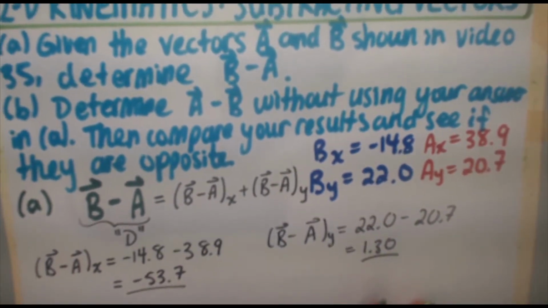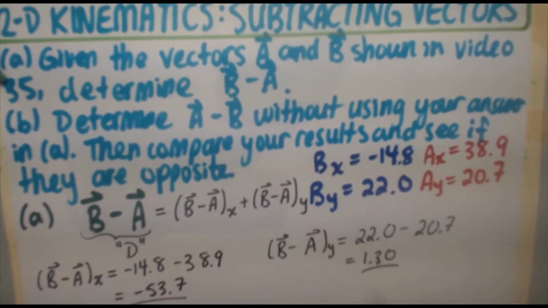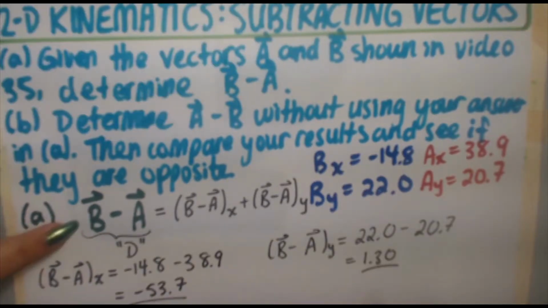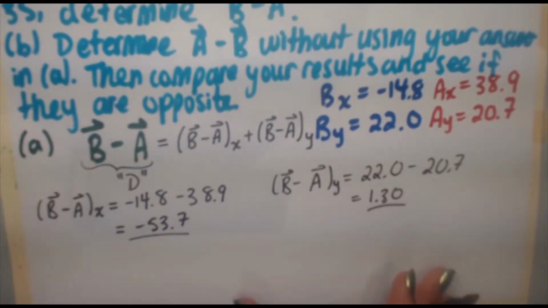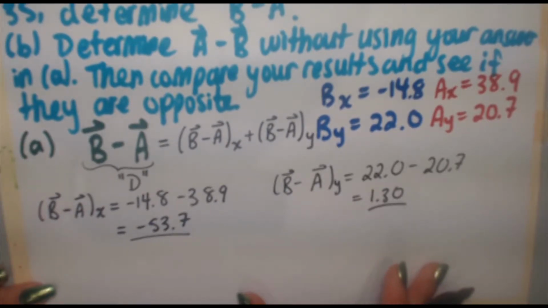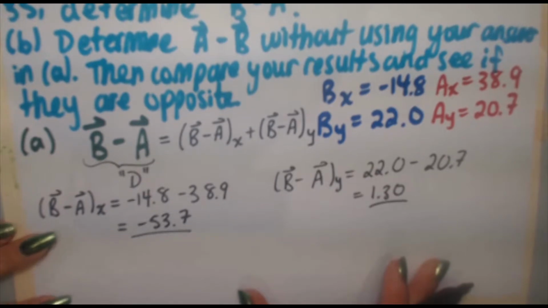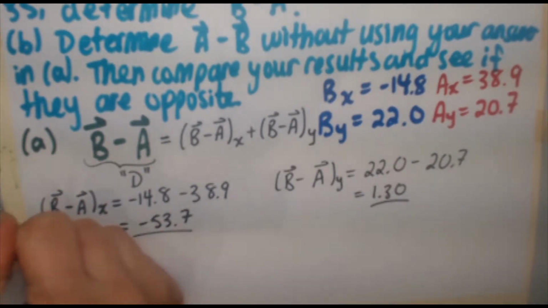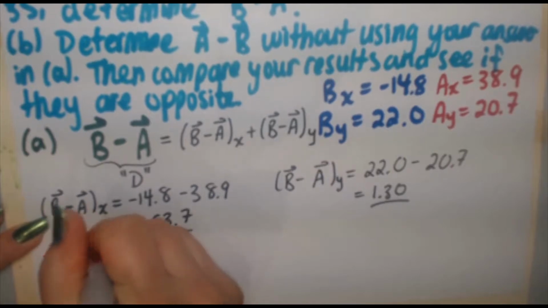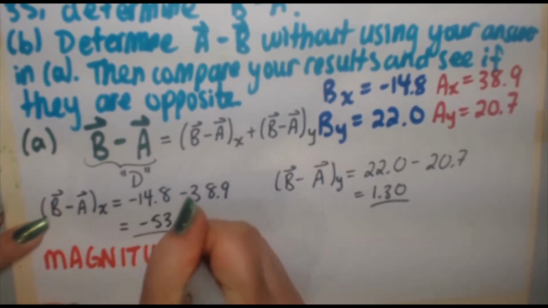Now back to the question, just a recap. We want to determine B minus A. We stated that that is another vector. Now, a vector is a quantity that has both magnitude and direction. So we're going to have to find the magnitude and direction. First, let's find the magnitude. Let me grab a different color here. We'll do magnitude first, as always.